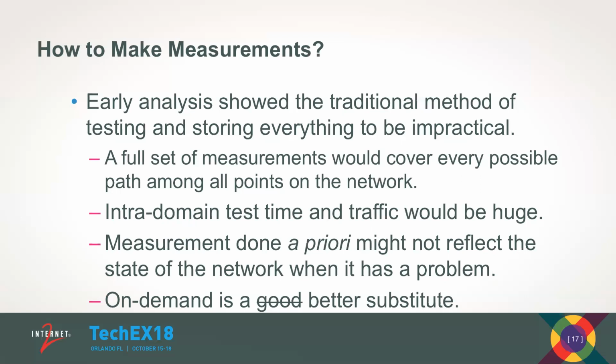So we decided even just for inside Internet2, that would be huge, because we've got 34 or 37 sites. The other thing we discovered too is that measurement done ahead of time is probably not going to reflect what the network actually looks like when it's having a problem. So the decision was made that on demand would actually be a better way to go about this.